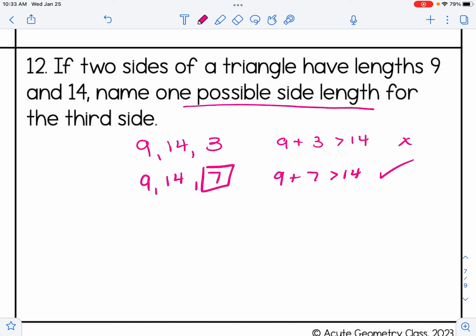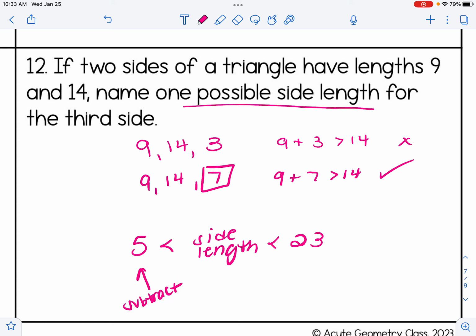When we're going through this, if you're trying other examples, all of the numbers that are between 5 and 23 are going to be acceptable answers here. A quick way to kind of get this compound inequality of how to figure out these values, the 5 is what you get when you subtract the two given side lengths, so 9 and 14. The 23 is what you get when you add the two side lengths. So any number that's between 5 and 23, and it could be a decimal too, would be a possible side length for this third side. Hopefully this lesson helps you understand a few basic rules about triangles.